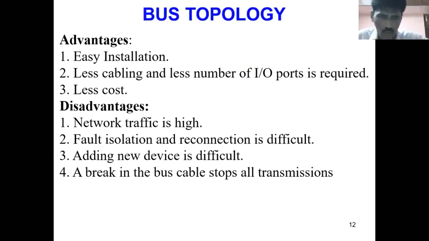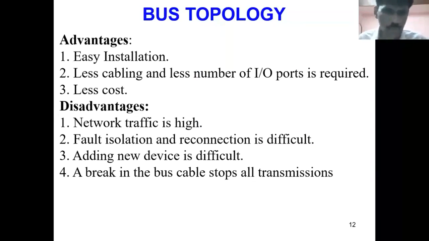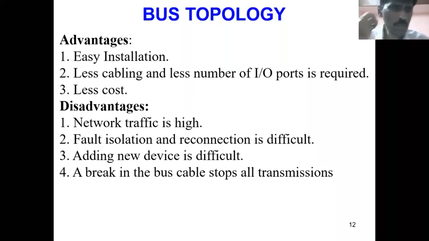If the long cable fails, the entire network will go down. Other disadvantages are that network traffic is high, fault isolation and reconnection are difficult, and adding a new device is difficult. Also, a break in the bus cable stops all transmission. So bus topology is used for small businesses because of its very simple layout.